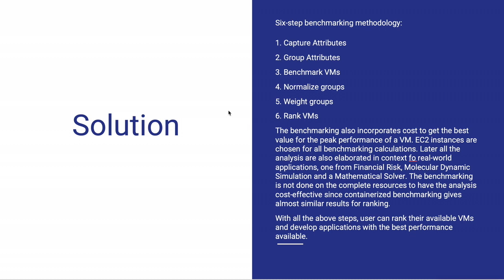Fourth step, we normalize the groups. Why do we normalize the groups? Because some VMs have their attributes based on the size of the VM capacity. So we normalize them so that the ranking is more standardized.